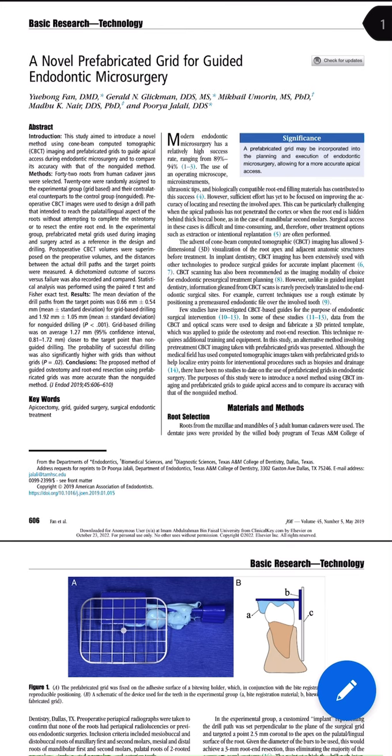Today we'll discuss the paper titled A Novel Prefabricated Grid for Guided Endodontic Microsurgery. The premise of this paper is that it may be difficult to locate the desired entry point for osteotomy in cases when the buccal cortical plate is intact and/or there is close proximity to adjacent roots. Recently, the use of CBCT in conjunction with an oral scan can be used to fabricate 3D printed templates for the osteotomy site over the offending root apex.